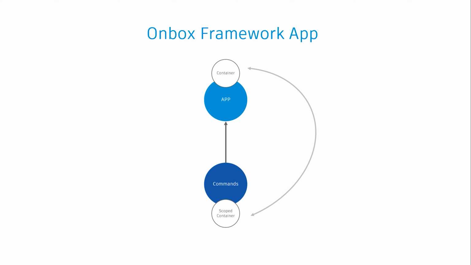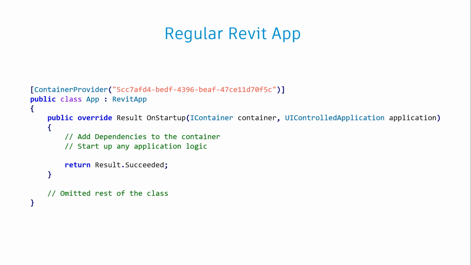Let's see how that's done in code. Okay, right off the bat, you can see here that we are inheriting from Revit app, not from external application. And here we are decorating the class with a container provider attribute. This is how we attach the container to the specific application. Then, here on the startup method, we can have a container injected for us. And now we can start registering the dependencies that we need. Any registration to the container itself will take place here.